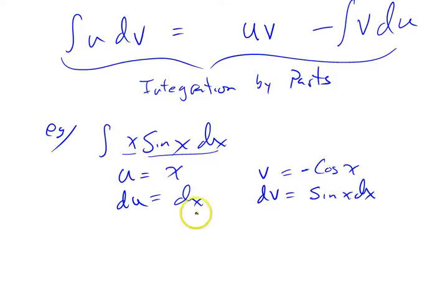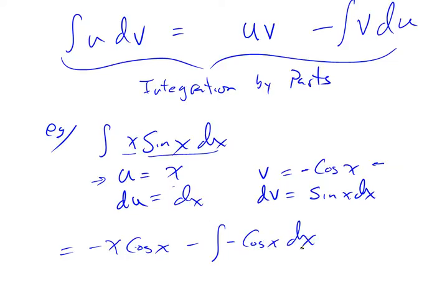And then I figure out what du is, I figure out what v is, and now I'm just going to use that formula. So this integral should equal u times v. So this one times that one. So x times negative cosine x minus the integral of v times du, right? V times du. So v is negative cosine x, and du in this case is just dx. And I look at that new integral and say, hey, that's a whole lot nicer than the other one was. This was x times sine x.